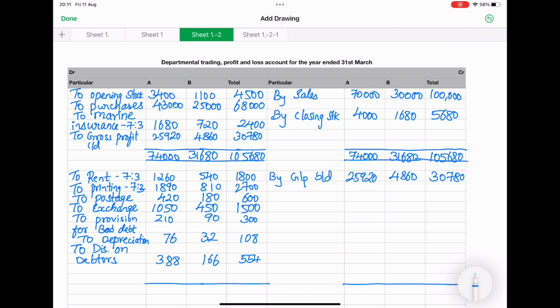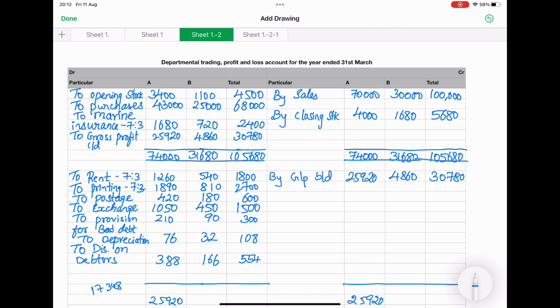So now we are going to add both sides' balances of the P&L account. If you add the credit side of department A, for this problem we are going to get 25,920. If you add the debit side, we are going to get 17,348. Which side balance is higher? Credit side balance is highest. Okay, so write 25,920.